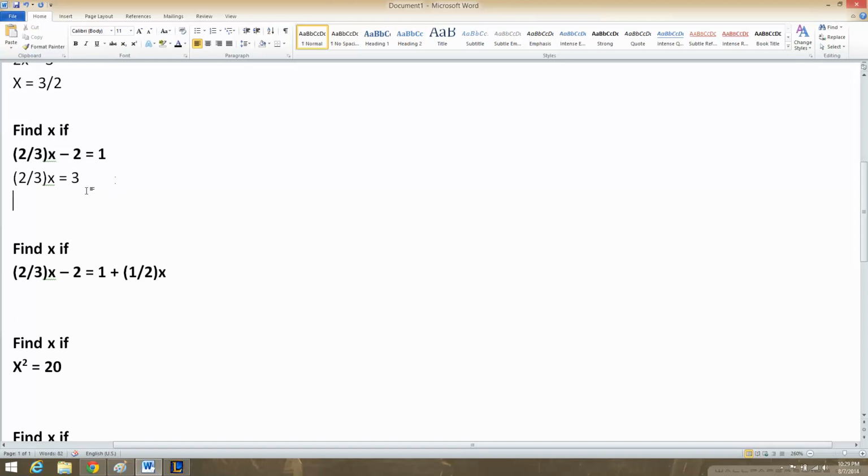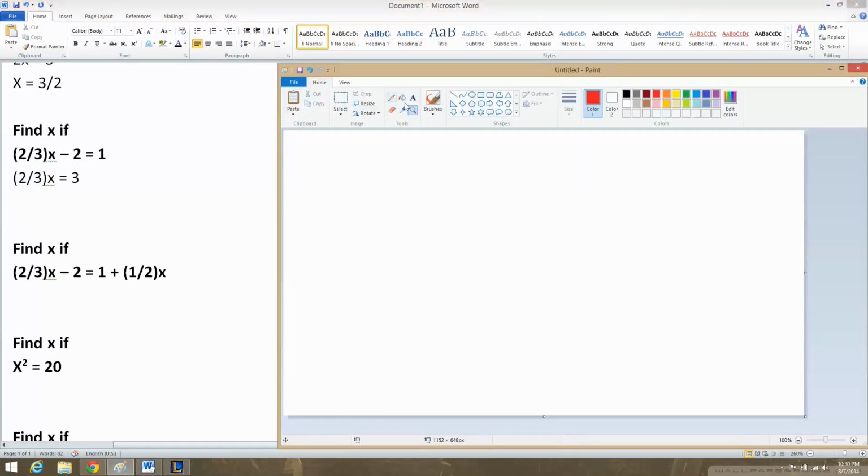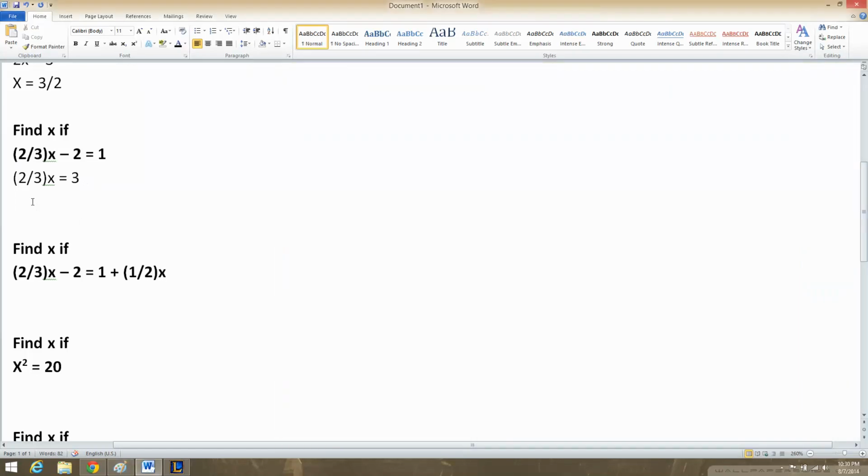When you want to turn a fraction into 1, you just flip these two around. So I'm going to draw this in Microsoft Paint real quick. Here it's 2 over 3. If you want to turn it into 1, you just multiply it by itself flipped upside down. That turns into 6 over 6, and 6 over 6 is, of course, 1. So by multiplying by that flipped fraction, you do the same to the other side, so that it ends up as 3 times 3 over 2.